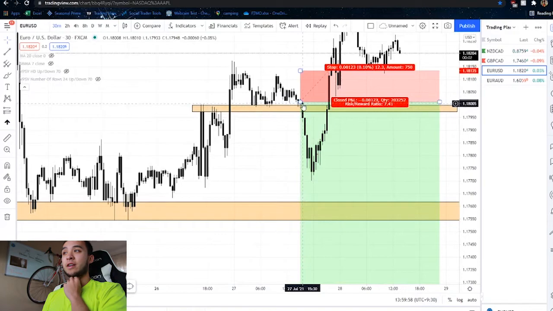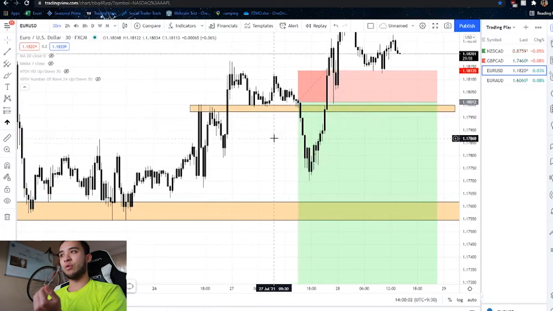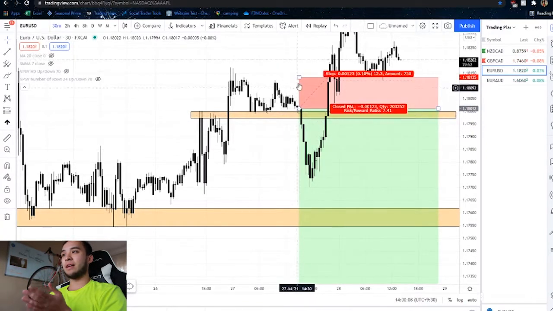Now, this was a different kind of trade. I don't usually do this. I like to wait for the break below the support, and then some sort of retest or bearish formation before entering. But this time, based on my analysis, I thought that it was appropriate to do this.